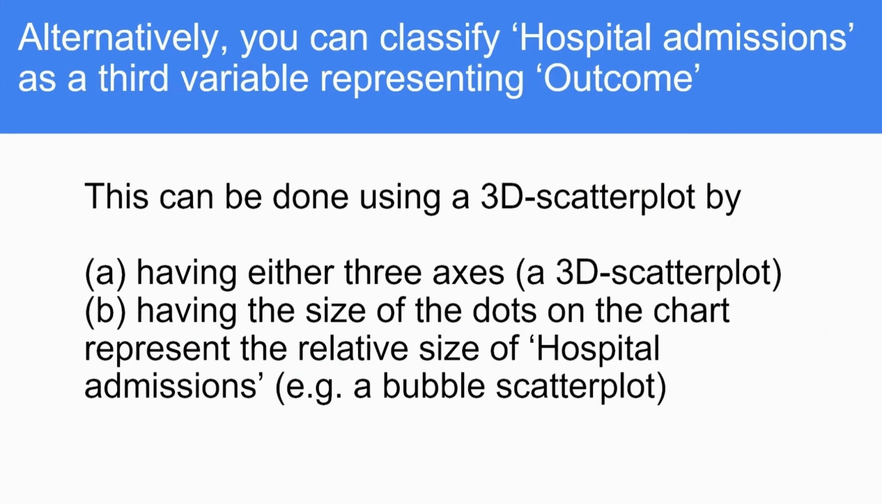For a more detailed analysis, we can include hospital admissions as a third variable. This can be visualized using a 3D scatter plot or a bubble scatter plot, where the size of the bubble indicates hospital admissions. This additional dimension helps us to understand the impact of outpatient care on hospital utilization.